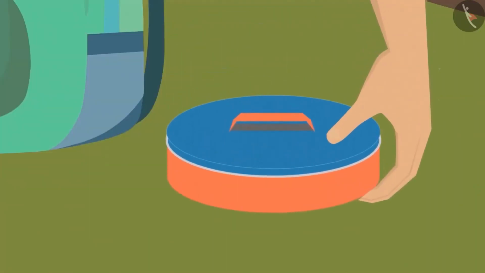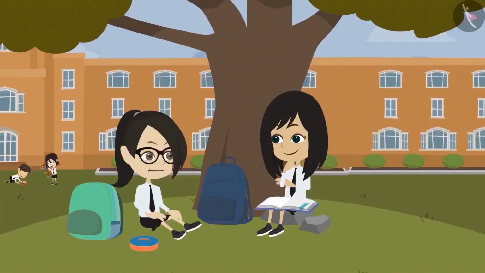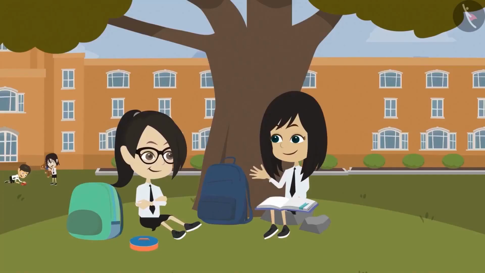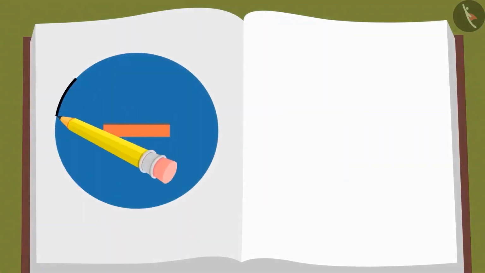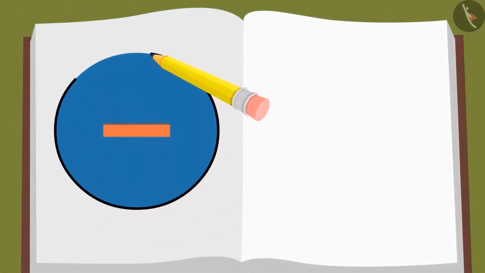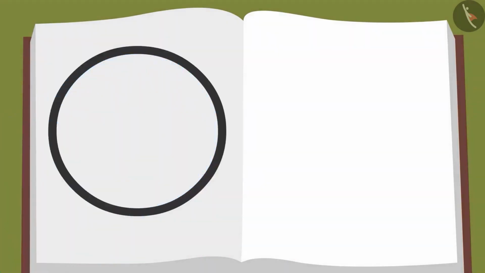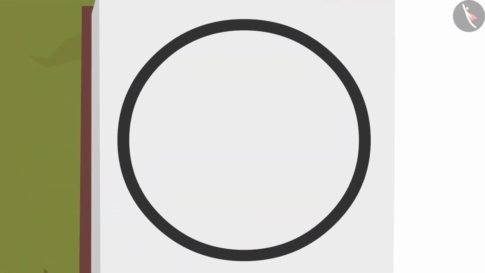Why have you taken out this tiffin box? I will tell you, but first you tell me, what is the shape of this tiffin box? This tiffin box is round. Yes. Now I'll keep this on a paper, and I'll trace its boundary with a pencil. Now let us lift the tiffin box. Look, a round figure is created.